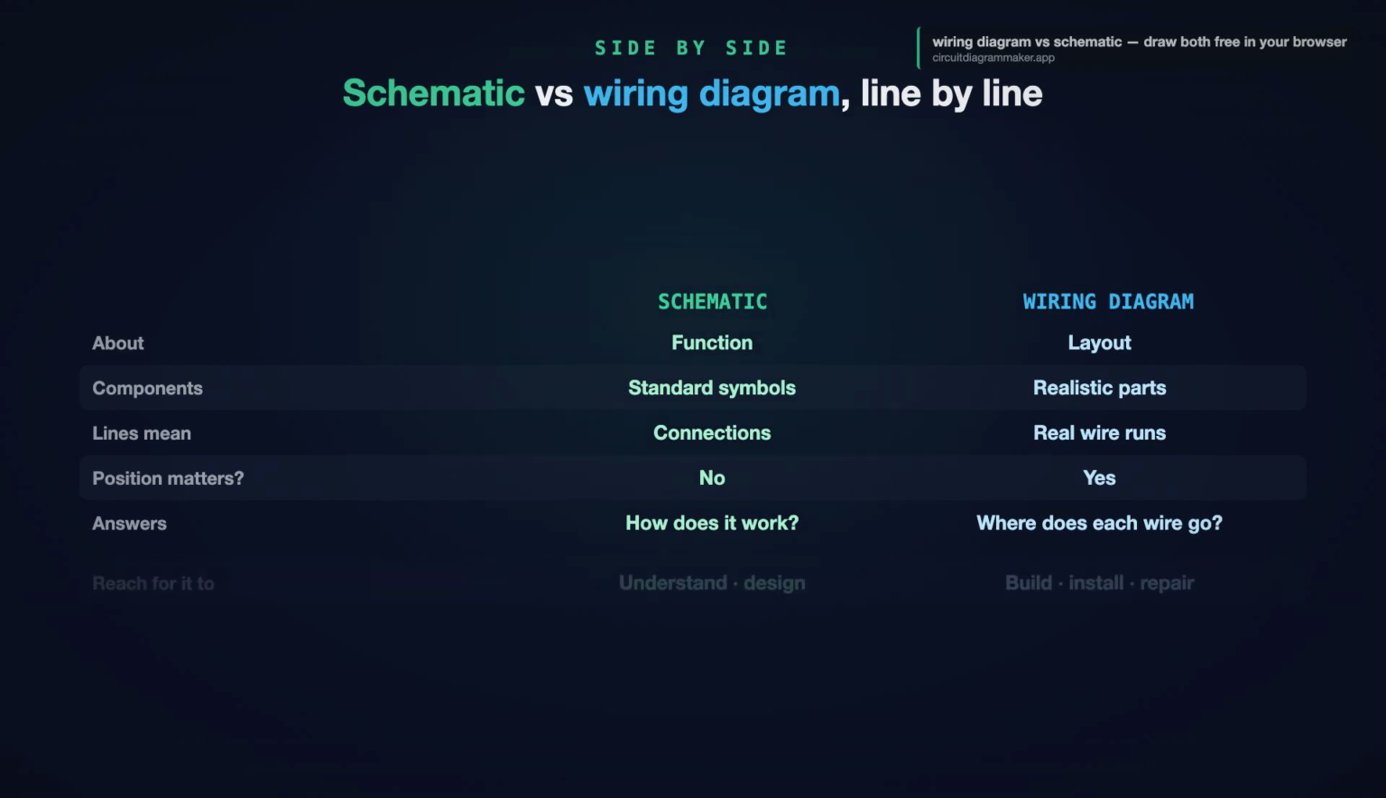A schematic answers, how does it work? A wiring diagram answers, where does each wire go? You reach for the schematic to understand or design. You reach for the wiring diagram to build, install, or repair. Same circuit, top to bottom. Two drawings, two jobs. That is the entire comparison in one table.